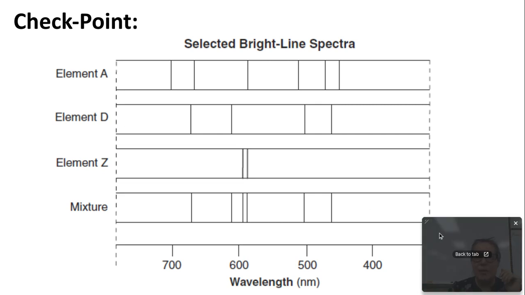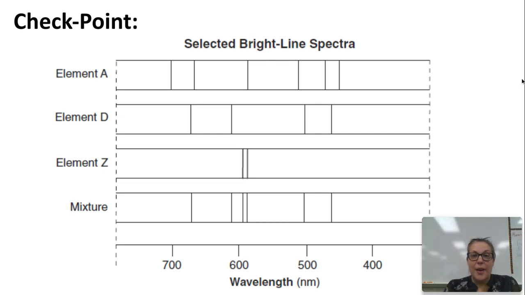Let's try this checkpoint. Go ahead and take a moment. I want to see if you can determine which elements are found in the mixture. So we have element A, element D, and element Z. This is our mixture. You may find a ruler helpful for lining them up, or you can use your pencil. Little pro tip. Go ahead, try and figure out which elements are there.